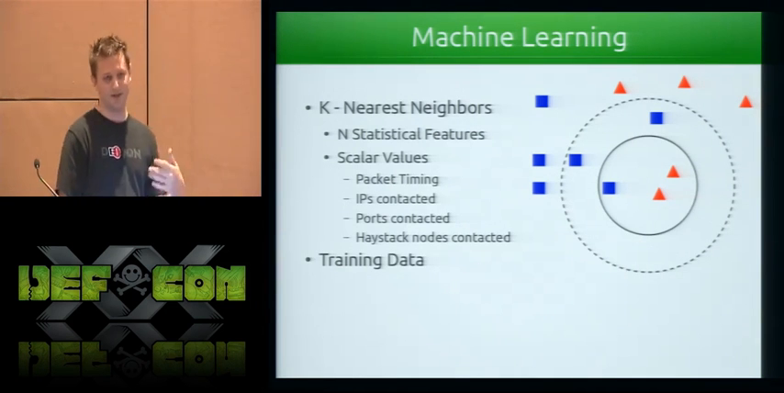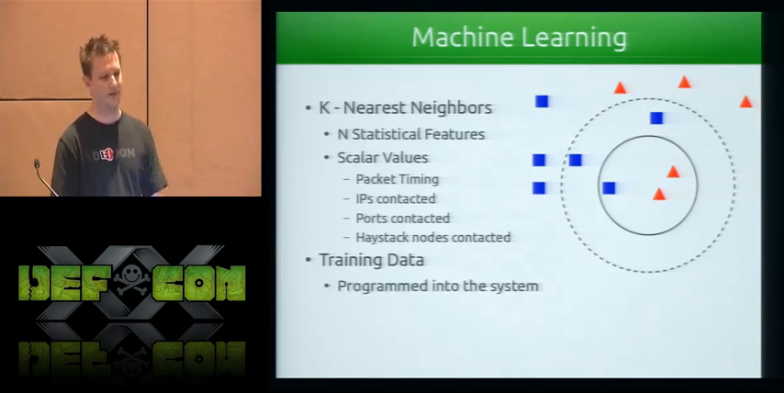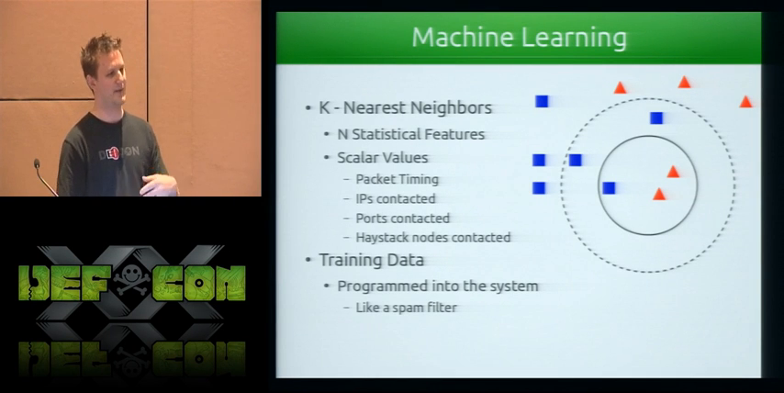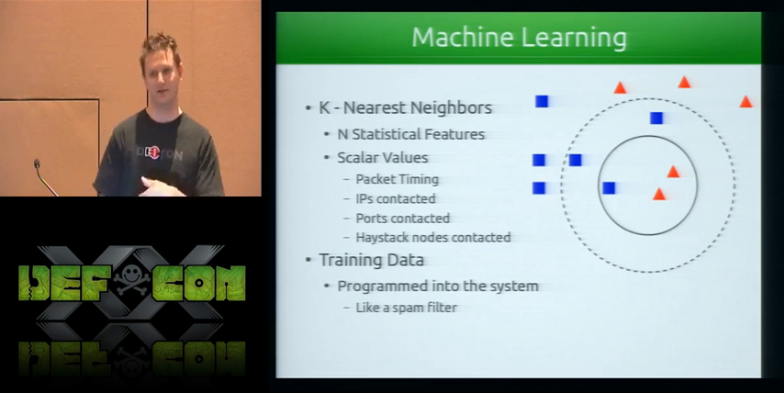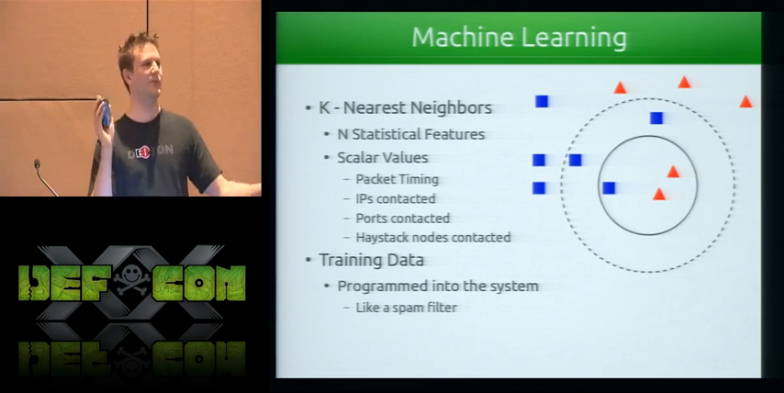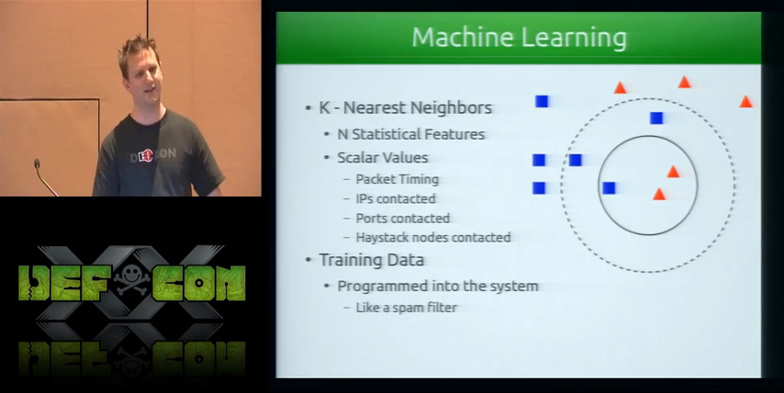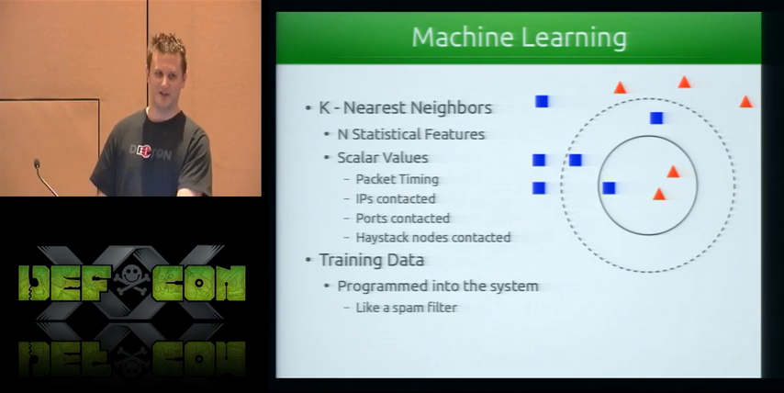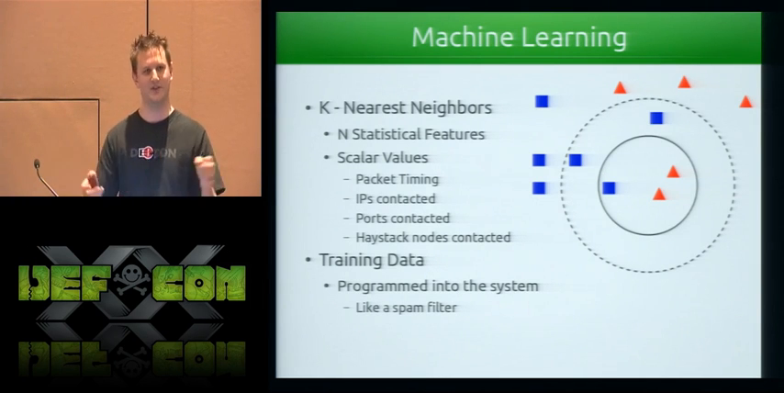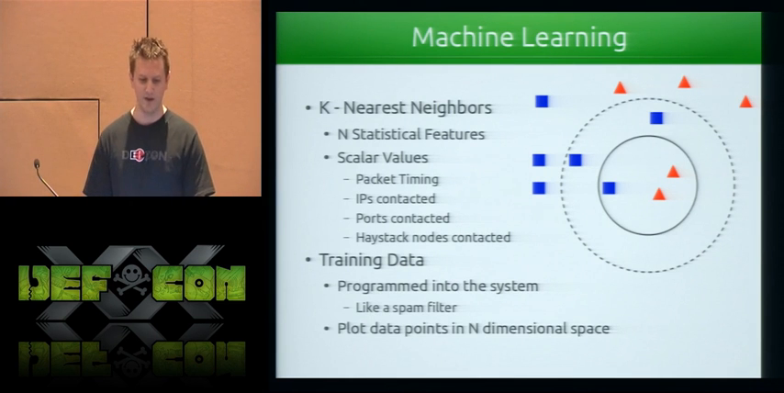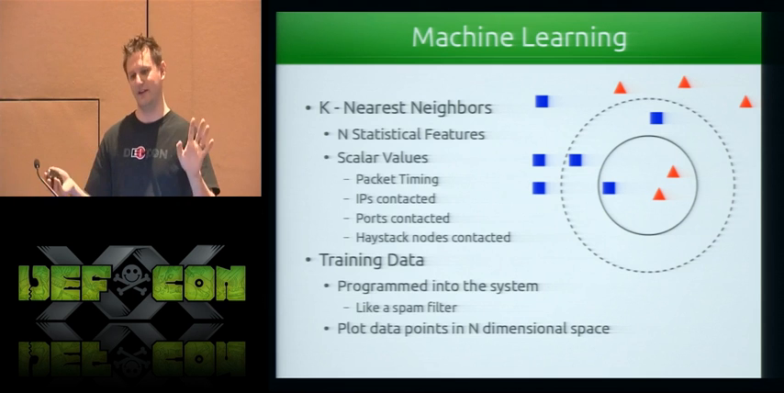You have to train the data, like a spam filter. You have to tell the system what's good and what's bad. You can have a training button in our system. You say, listen for a while and say all that stuff was good. That's benign data, and you put that into your data set. Then you say, all right, now I'm going to start scanning. You put in a whole bunch of attacks and say, that stuff was bad. Now that's your training data. You plot all those points in your n-dimensional space.